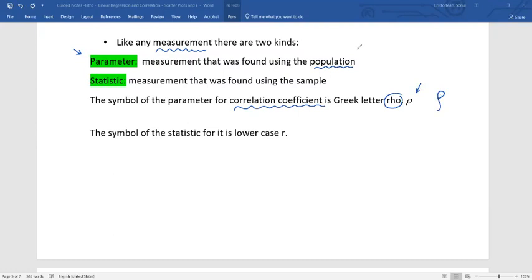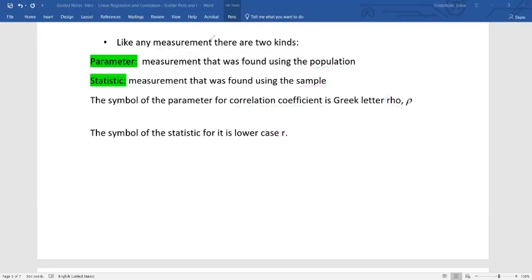The symbol for the statistic, we already talked about this. Again, this is a measurement that is found by using the sample. The symbol for the statistic is R. Why do we need to talk about this? Well, because we will be doing a hypothesis test to see if there is a relationship between the two variables. And that hypothesis test will be done for the correlation coefficient rho.